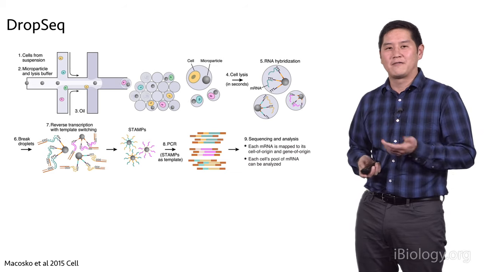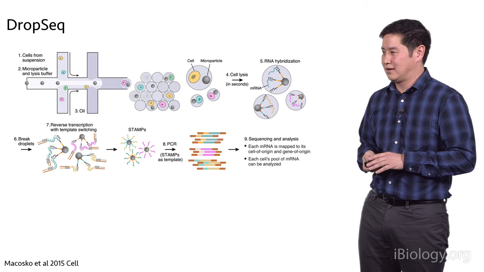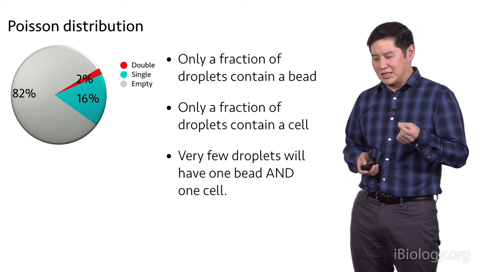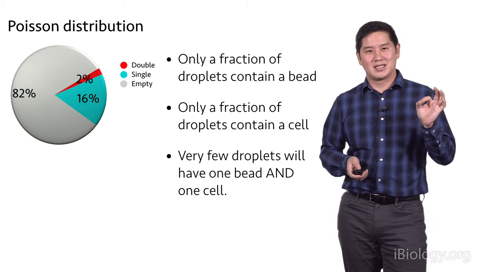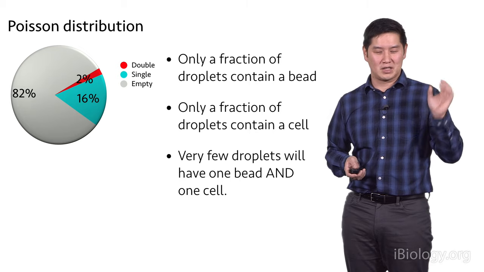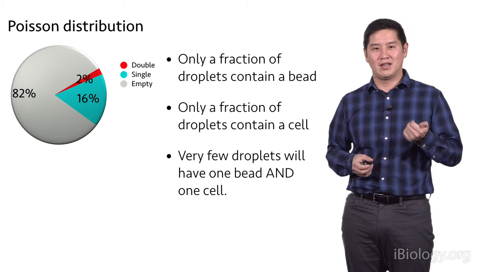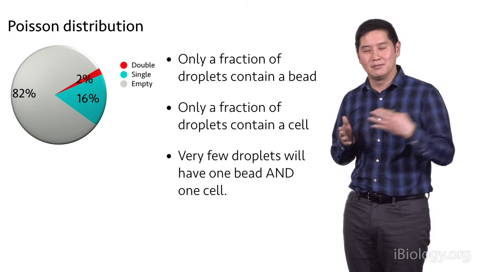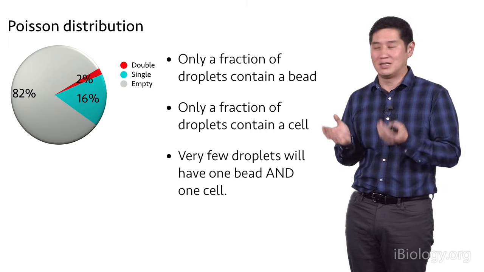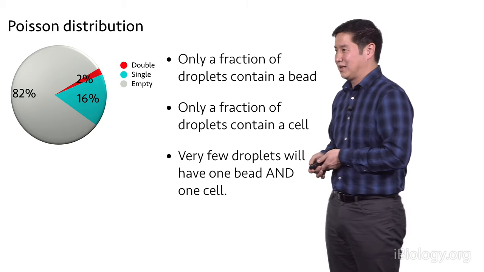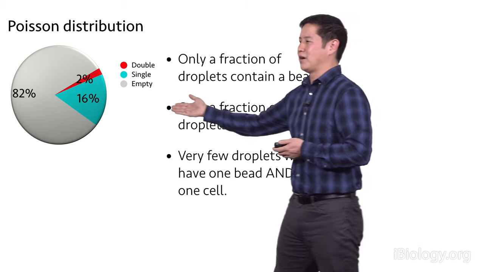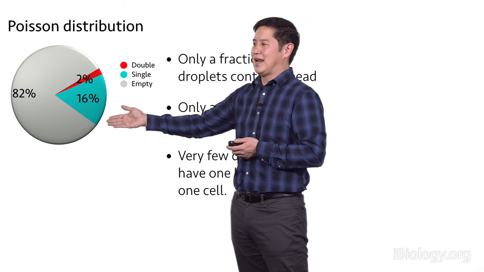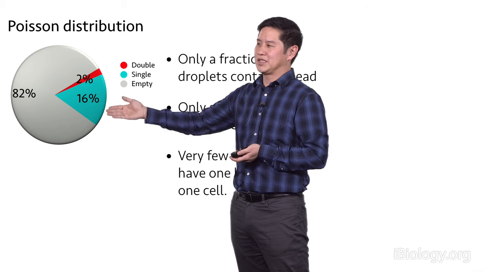So this was a commercial effort that came out of an academic lab. And one issue with this method is that, again, most of those droplets contain nothing, and only a small fraction of those droplets contain both one cell and one bead. The reason for this is because those cells and beads randomly get encapsulated into those droplets. And so it looks something like this, where you may have a lot of partitions that are empty in gray. And then you have a fraction that have a single bead or a single cell.